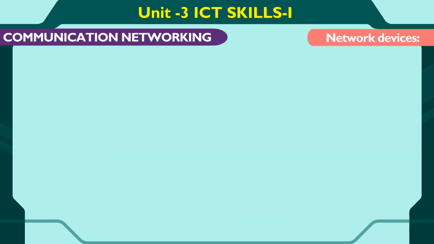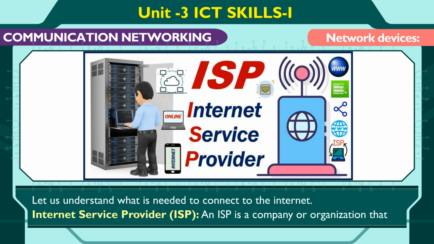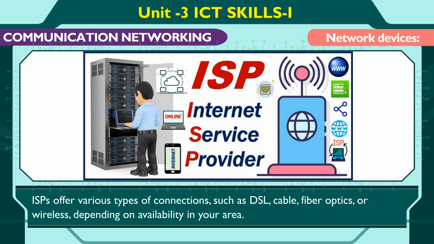Network devices. Let us understand what is needed to connect to the Internet. Internet Service Provider (ISP). An ISP is a company or organization that provides Internet connectivity to users. You need to subscribe to an Internet service plan with an ISP to access the Internet. ISPs offer various types of connections such as DSL, cable, fiber optics, or wireless depending on availability in your area.